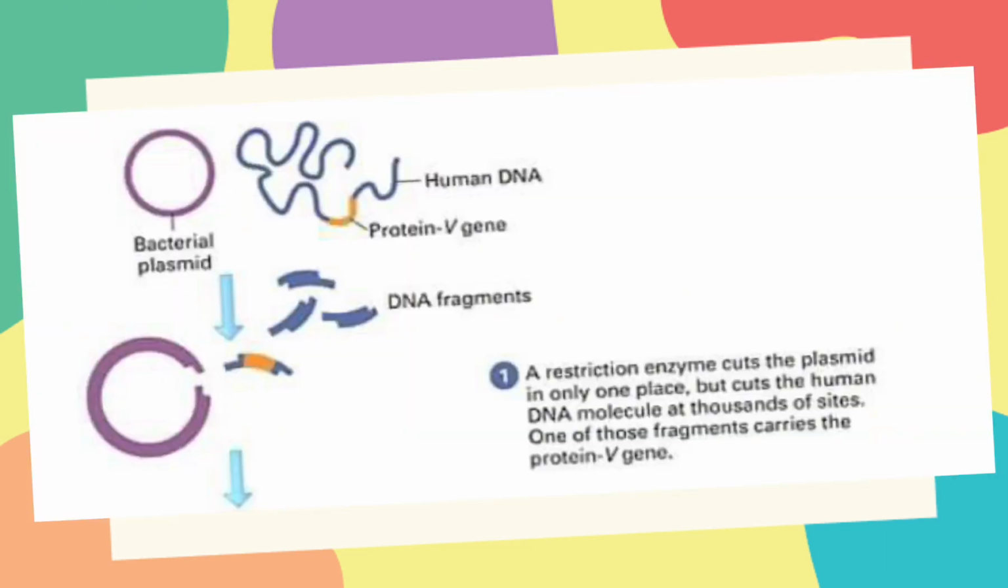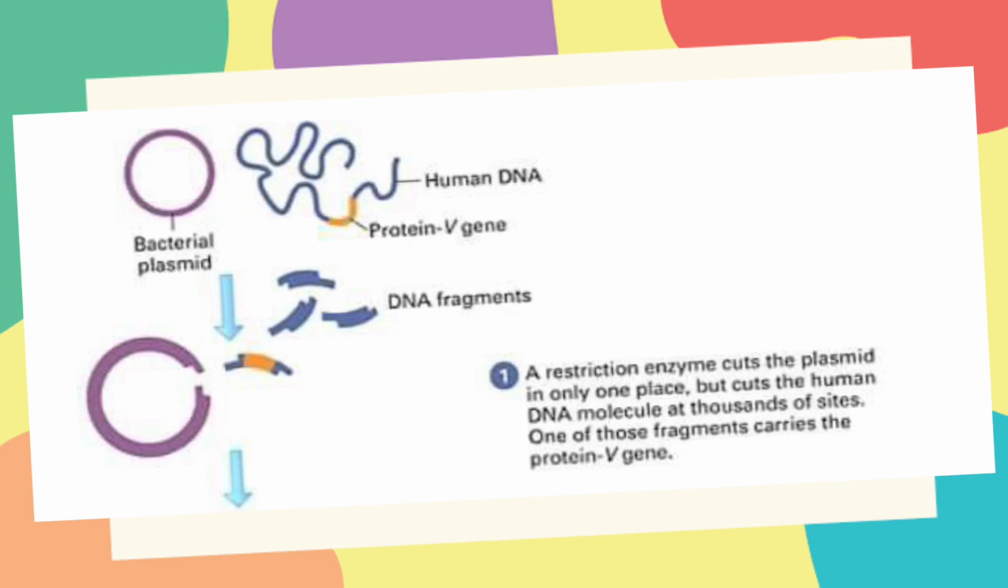A restriction enzyme cuts the plasmid in only one place, but cuts the human DNA molecule at a thousand sites. One of those fragments carries the protein V gene. The restriction enzymes cut the plasmid at a specific recognition site, creating a single cut site on the plasmid. However, when applied to human DNA, the restriction enzyme recognizes and cuts at numerous sites throughout the genome, generating multiple fragments.